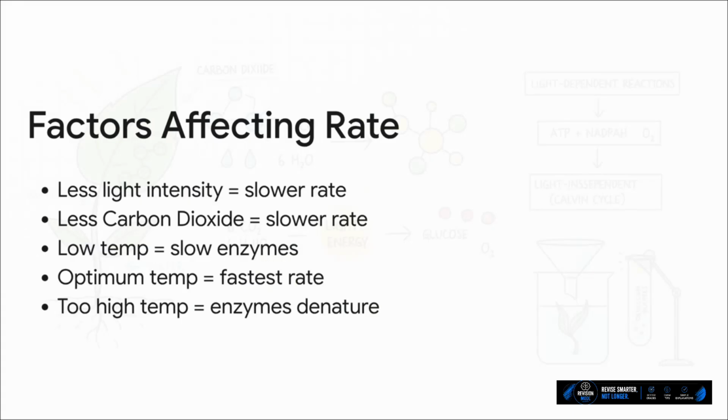If you were to sketch out quick line graphs for these, light intensity and carbon dioxide would both look pretty similar, a steady climb that eventually flattens out. Less light or less CO2 just means a slower rate. But temperature is completely different. Because photosynthesis relies on enzymes, right? At low temperatures, enzymes are sluggish. As it warms up, they hit their optimum temperature and work incredibly fast. But, and this is absolutely vital, if it gets too hot, the graph literally drops off a cliff. The enzymes denature, their active sites get warped out of shape, and the whole food-making process just totally shuts down.